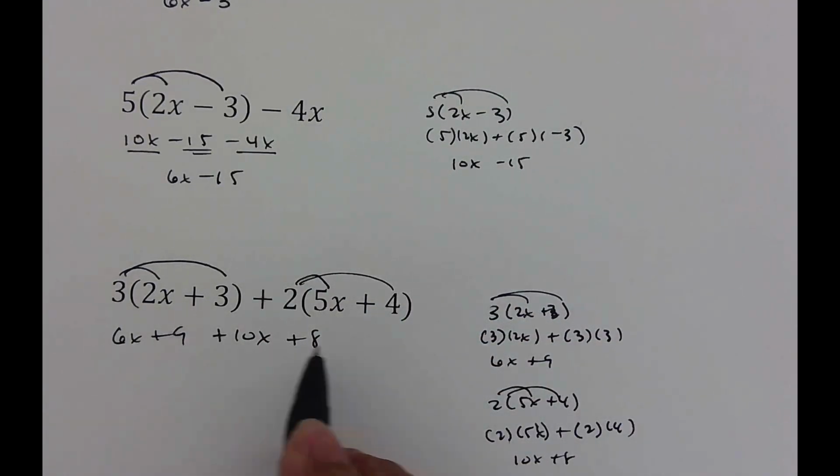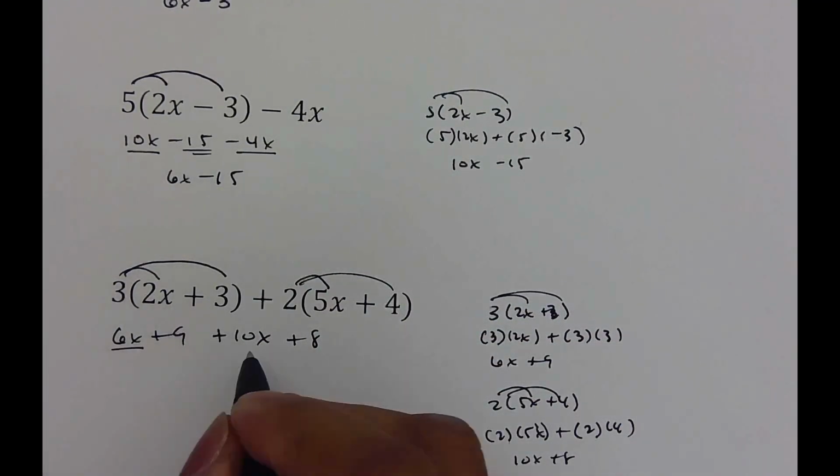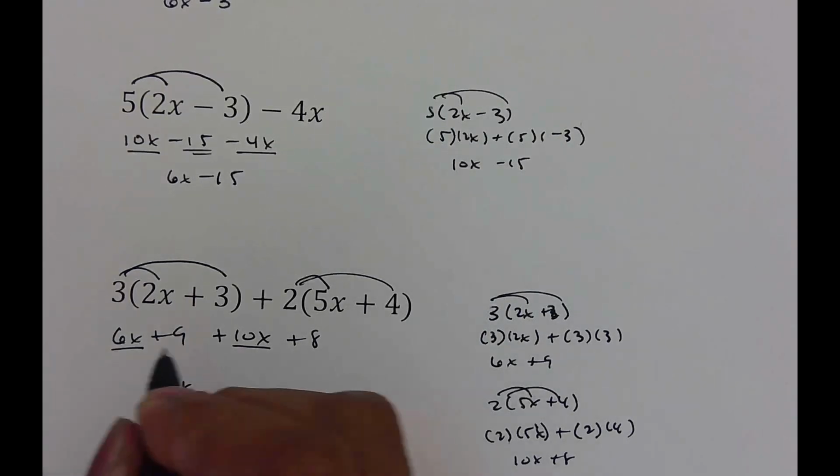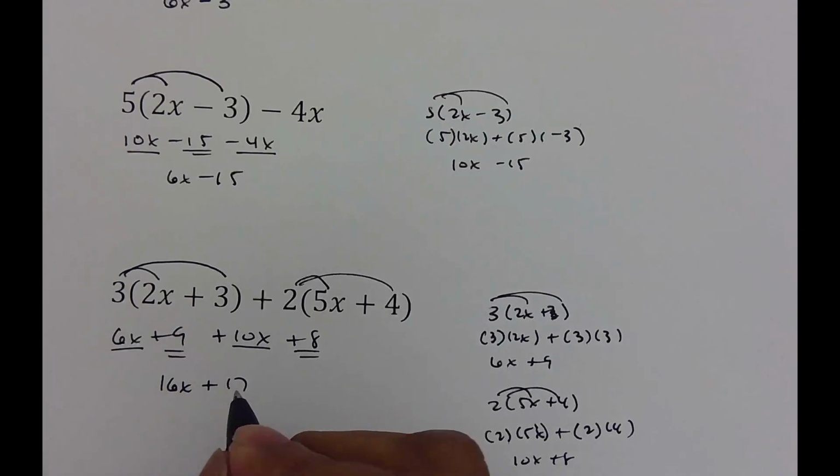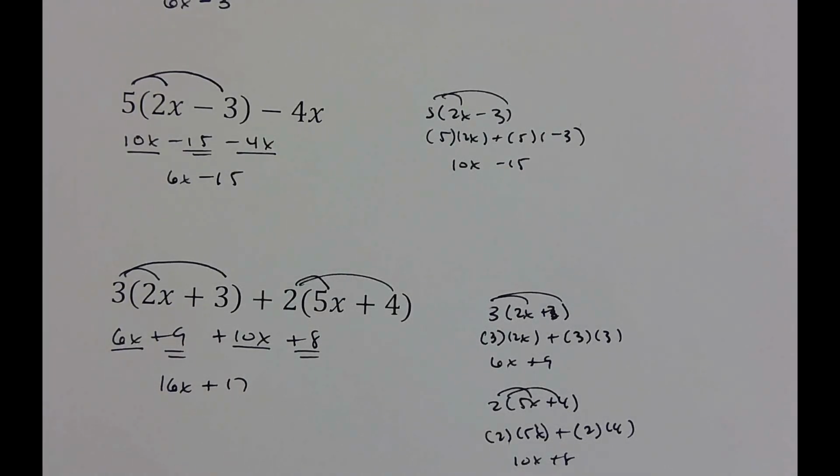And now again, you have a combined like terms problem where you put 6x with 10x to get 16x. You put 9 with 8 because they're both constants to make 17. But that is it. So again, if you're still having issues, make sure you talk to your teacher.